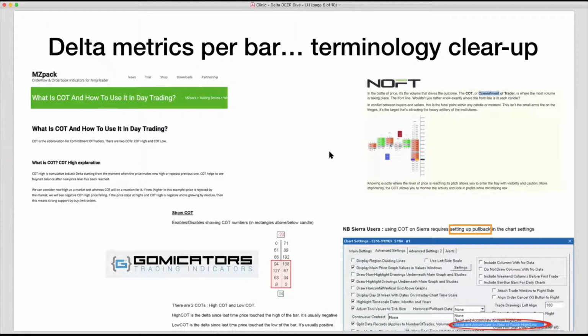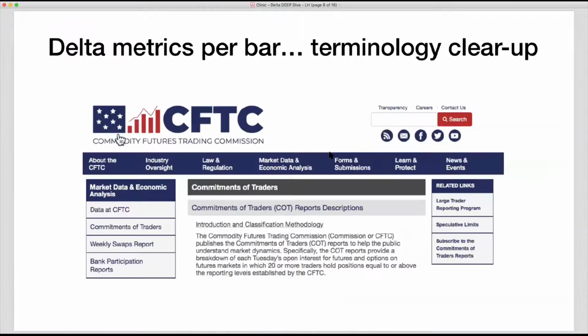For a couple of reasons, I really dislike this phrase "commitment of traders" and the abbreviation COT. The main reason is this is what COT is: a report issued by the CFTC each week that tells us open interest in futures contracts, and it's quite a useful long-term measure.